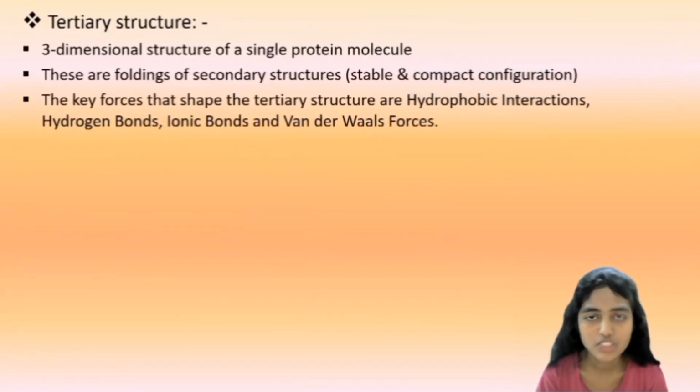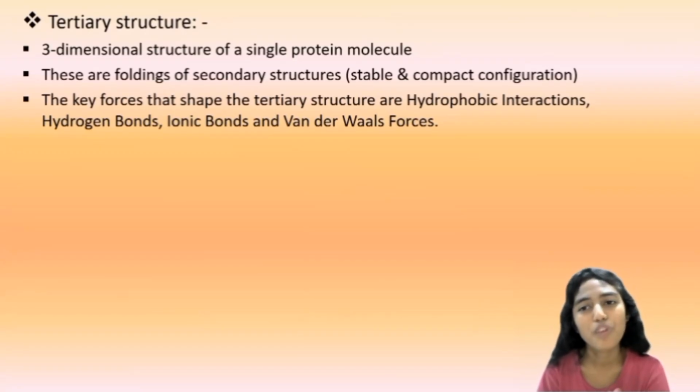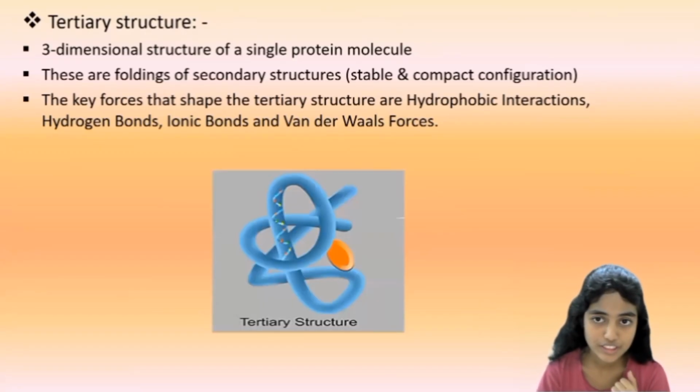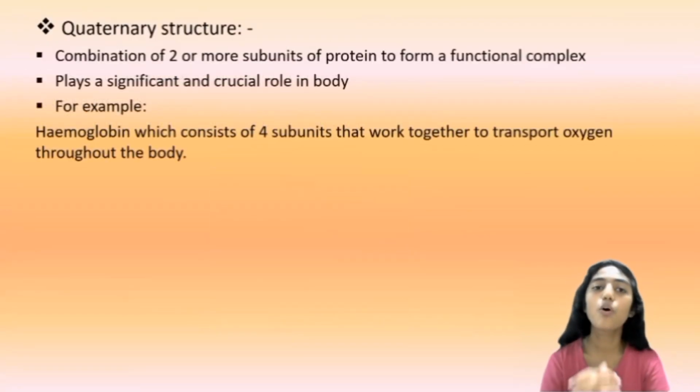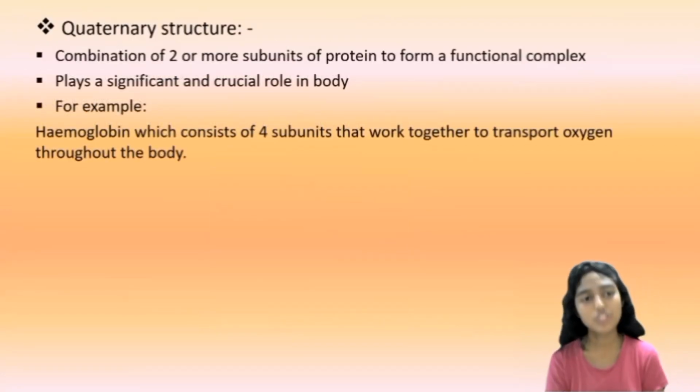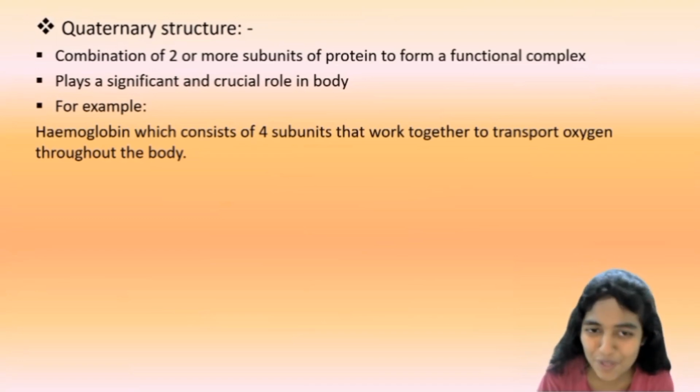What is the tertiary structure? Tertiary structure is the 3-dimensional structure of protein, which is formed due to the interactions of hydrophobic bonds, hydrogen bonds, ionic bonds, and van der Waals forces. What are quaternary structures? These are nothing but the combination of 2 or more subunits of proteins to form a functional complex, for example, hemoglobin.